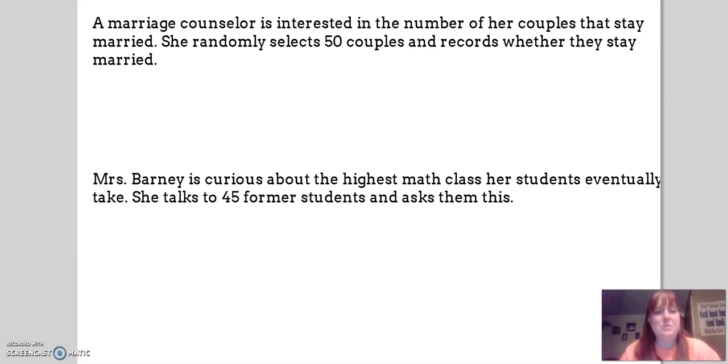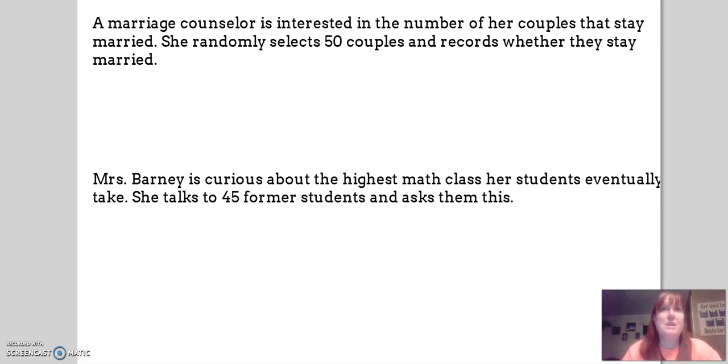So let's look at our examples. Mrs. Barney's curious about the highest math class that her students will eventually take. So if I looked at all of my students and asked every single one of them, then I would be getting a parameter. But since I looked at just 45 of them, I got a statistic. Same with the marriage counselor. The 50 couples that are her sample, their percentage of couples that stayed married is a statistic, not a parameter.